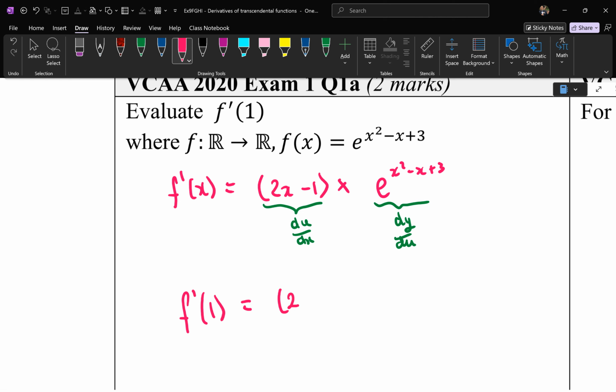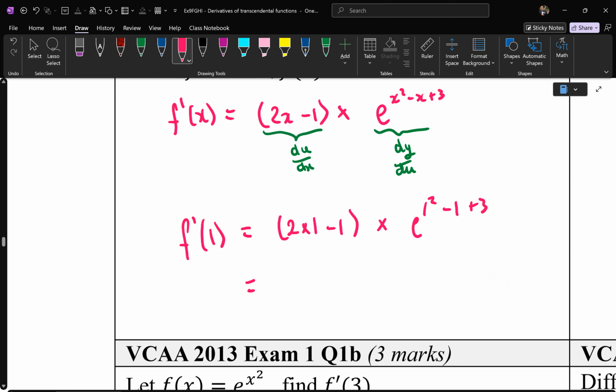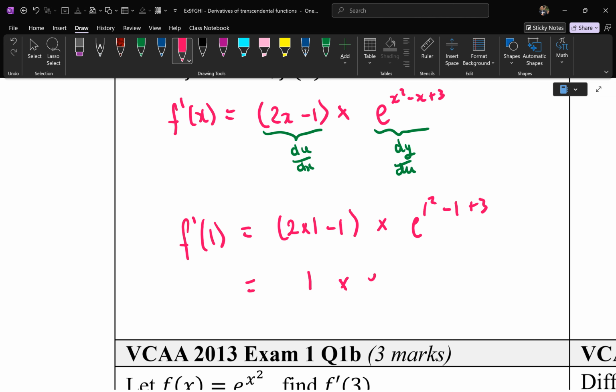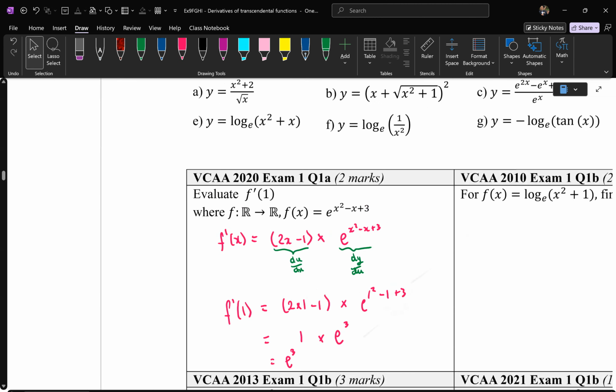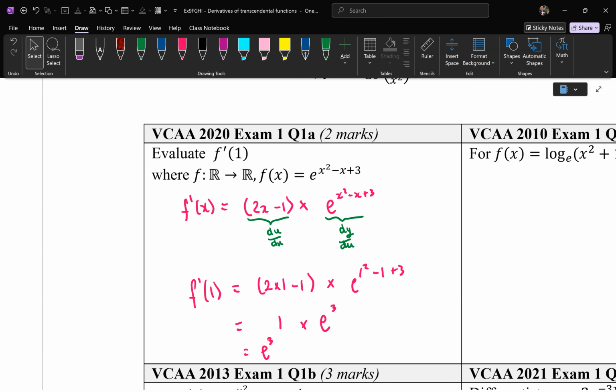So here we go, that's 2 times 1 minus 1 times e to the power of 1 squared minus 1 plus 3. This evaluates to, what, 2 times 1 is 2, 2 take away 1 is 1. 1 times e to the 1 squared minus 1, so actually it ends up being e cubed. 2 marks, 2020, 5 years ago. Okay, so 5 years ago, that was 2 marks out of 40.